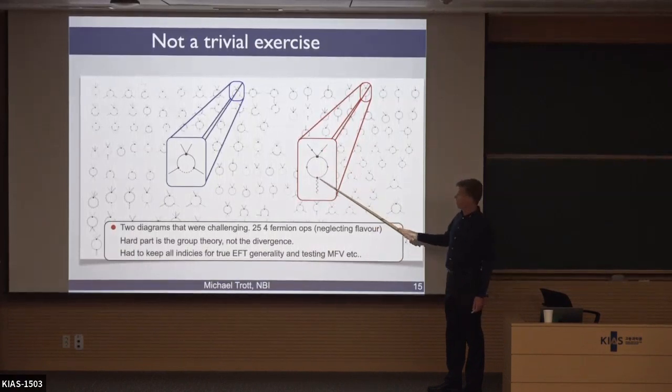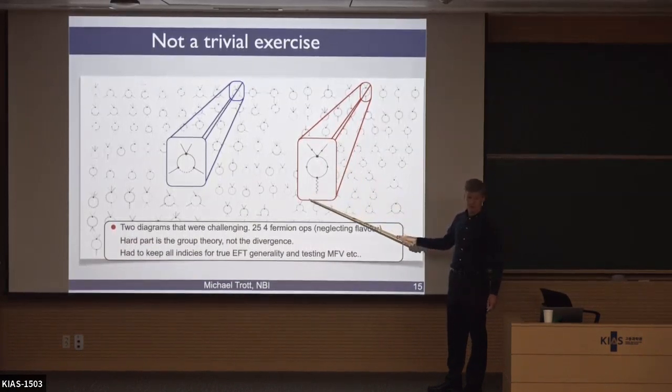You can map to an operator form for this, which will have a derivative acting on the field strength and then two fermion fields. But those are operators that in the Warsaw basis have been chosen to be removed. So you basically have to remove those by field redefinitions, map all those divergences back to what's remaining in the Warsaw basis. And that is a lot of what the answer actually is.